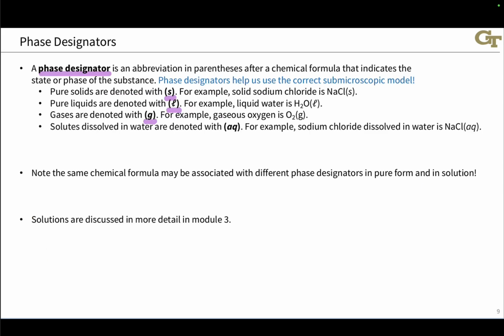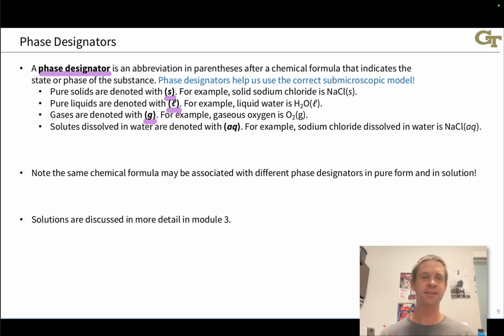When we take a substance and dissolve it in a solvent to form a solution, which we'll touch on more in Module 3, the substance has very different properties in the solution phase than it does, for example, in the solid or liquid phase in many cases. And so we use this aqueous or AQ phase designator to represent a substance dissolved in water in particular as the solvent. So for example, when we take sodium chloride, which has the chemical formula Na for sodium, Cl for chlorine, Na+ Cl-, right, sodium chloride.